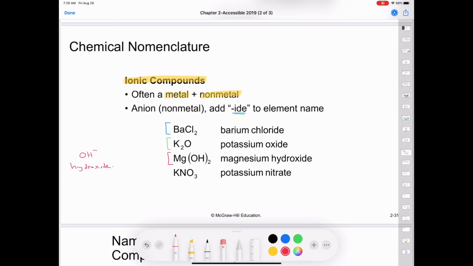Here's another example where we have a polyatomic ion. Again, we have K, which is our metal, which is potassium, and then we have NO3, and NO3 has a -1 charge, and that's called a nitrate. And so this becomes potassium nitrate. And so it's very important that you memorize the polyatomic ions, two of which are shown here, the nitrate and the hydroxide, and we're going to look at those in greater detail soon.